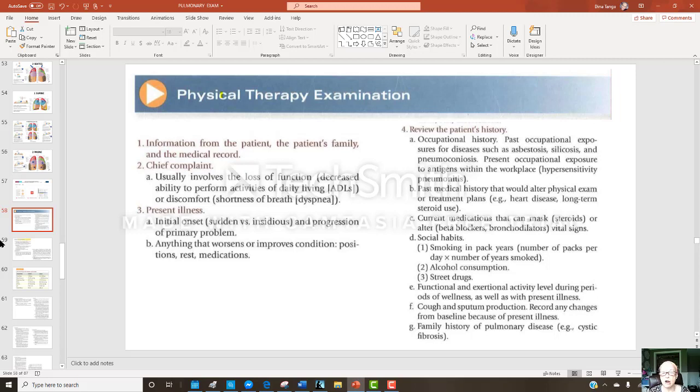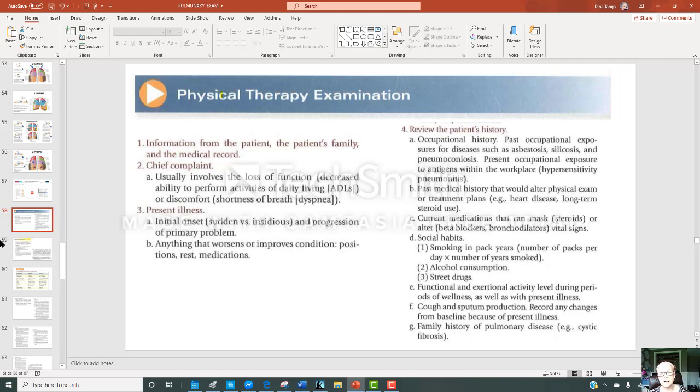Review the patient's history, occupational history, past occupational exposures, or diseases such as asbestos, silicosis, and pneumoconiosis. Present occupational exposure to antigens within the workplace, such as hypersensitivity pneumonitis. Past medical history that would alter physical exam or treatment plans, for example, heart disease or long-term steroid use.